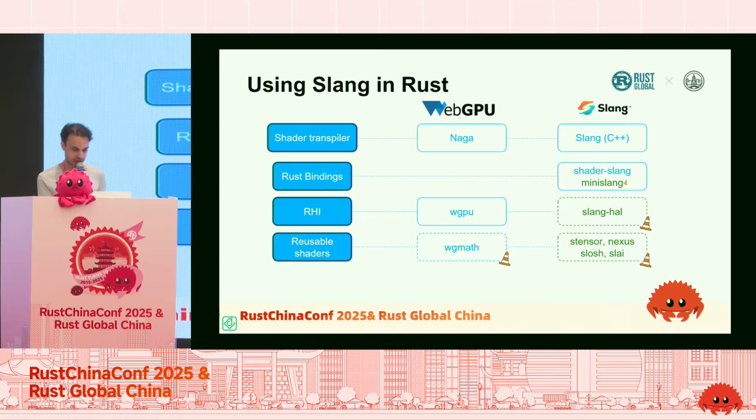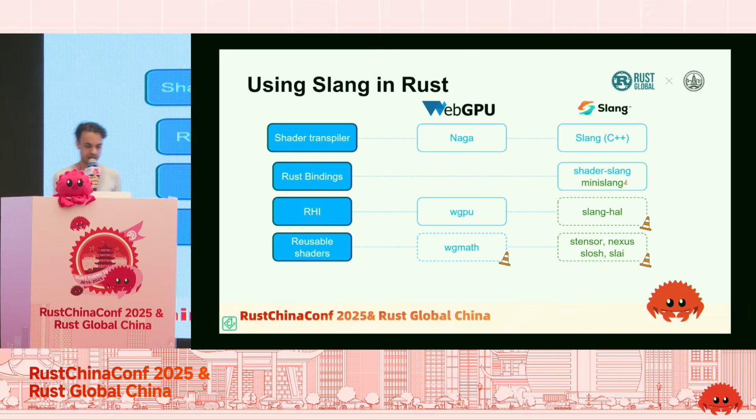Next step is the RHI. So with slang-hal, it's basically the same goal as WGPU, but for Slang. So right now, because I am mostly focusing on compute, slang-hal only supports compute shaders, and it will, for now, only support the WebGPU backend and the CUDA backend. So I picked these two because I had some experience with WebGPU, and CUDA because it's so different from WebGPU, so it really shows the versatility of the system.